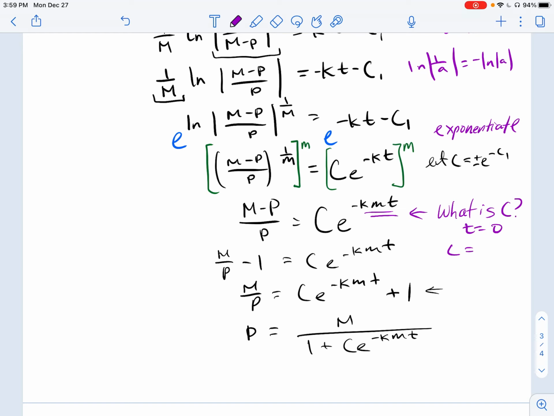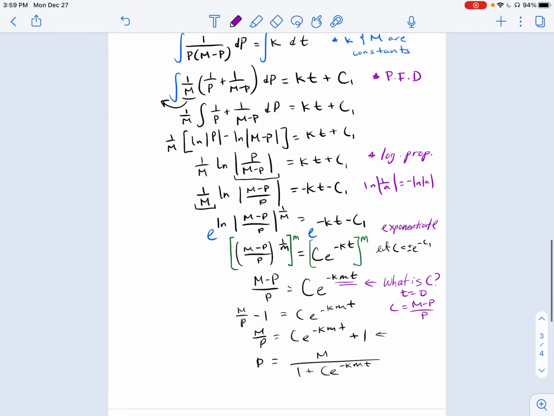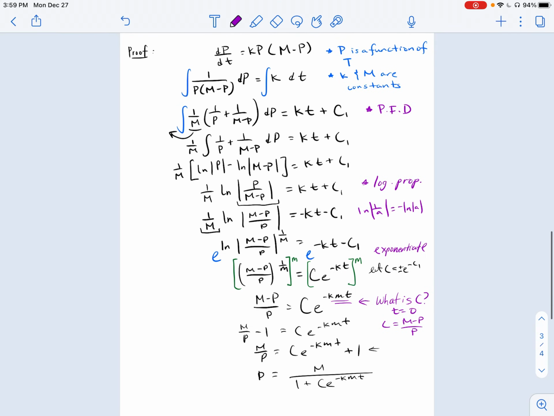E to the 0 power is just equal to 1. So c is just equal to m minus p over p. That is to say that c is a constant which represents the ratio between the difference in our carrying capacity and our initial population, and that initial population itself. So hopefully this video gives you a good sense of the proof for the logistic growth function.